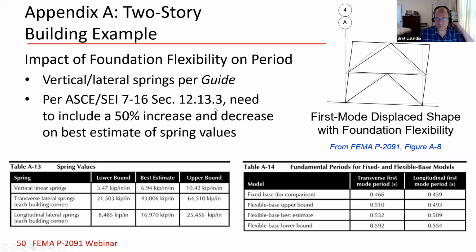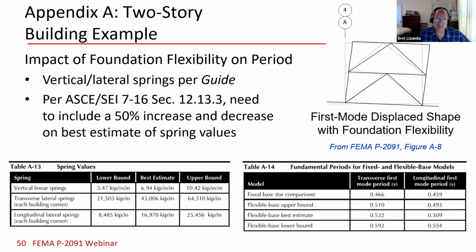So I'm just giving you some highlights of what happened when he went through this, and when he put in vertical springs. In the building code, there is a requirement to bound the springs. So you have to take your best estimate. In this case, it was 6.94 kips down there in the middle, and take 50% of that, 3.47, and then take 1.5 times that, 10.4, and then you have to run it all with that.